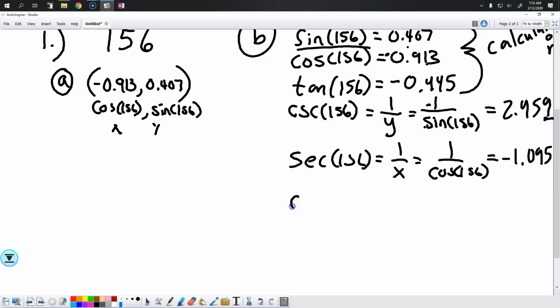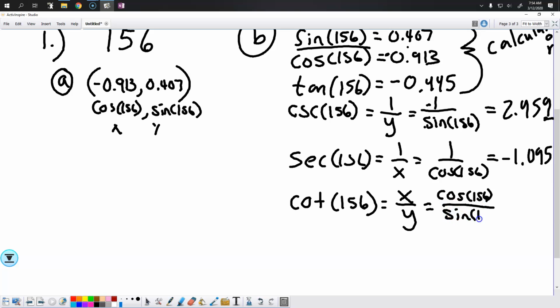And then our last one, cotangent of 156. There's a couple ways to do this one. Well, I'll see what you guys think. What am I going to write? Just shout out some ideas. Y over x? Close, because that's tangent. X over y, so we'll go with that. So cotangent is x over y, right? Which is going to be what over what? Yeah. Cosine of 156 over sine of 156.